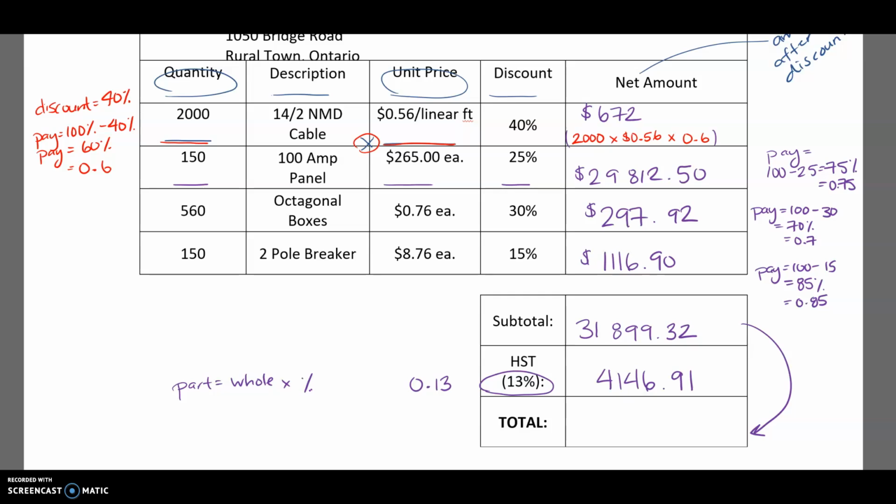And finally, the total, we take the subtotal and add the tax to get a total bill of $36,046.23.